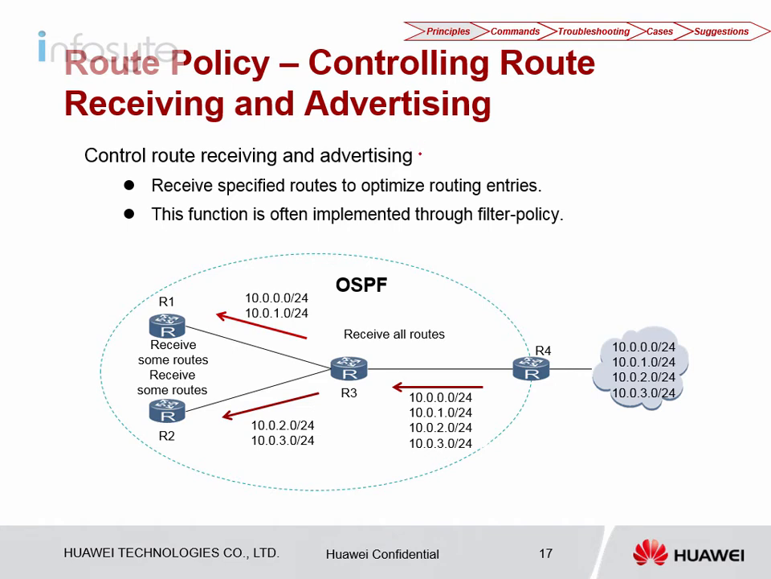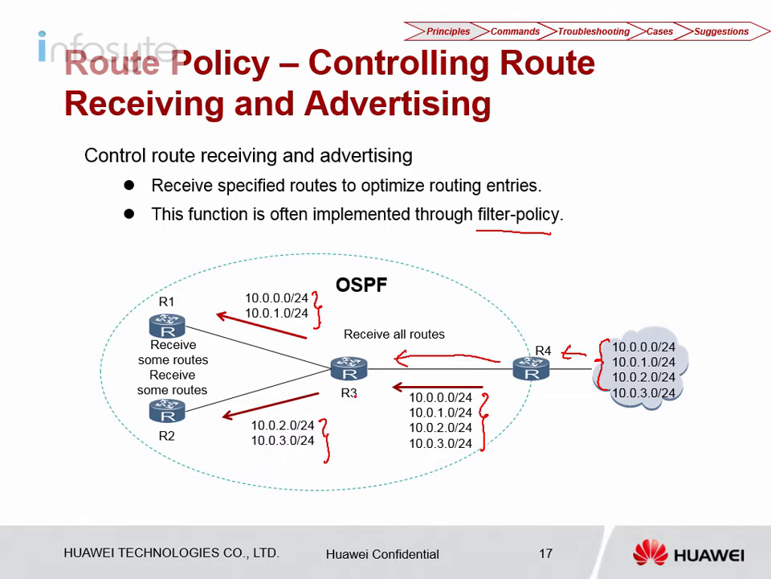If you want to control the route advertisement, we are going to use a filter policy. In this slide, we have one example. R4 receives these networks, and R4 is advertising these 4 routes to R3. For these 4 routes, we have a condition: R3 is only allowed to send 2 of these routes to R1 and 2 of these routes to R2. Given such a condition, how can you achieve it?